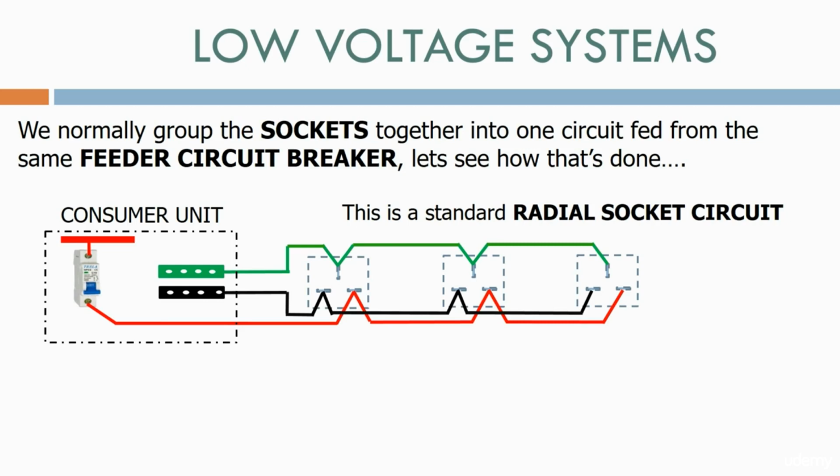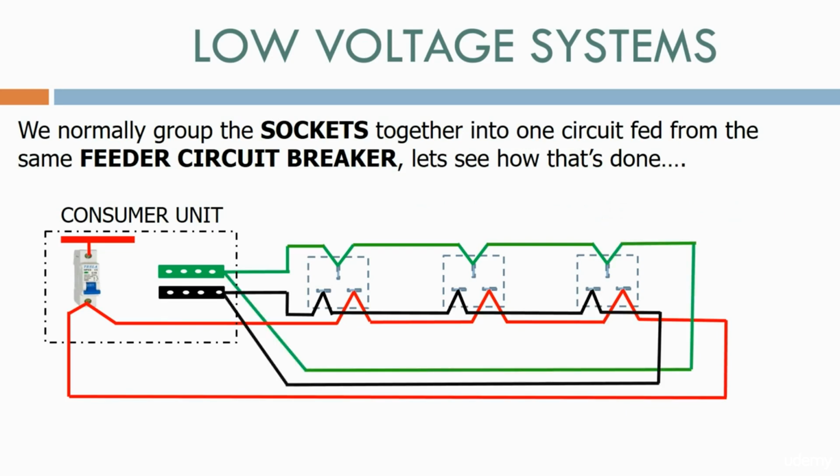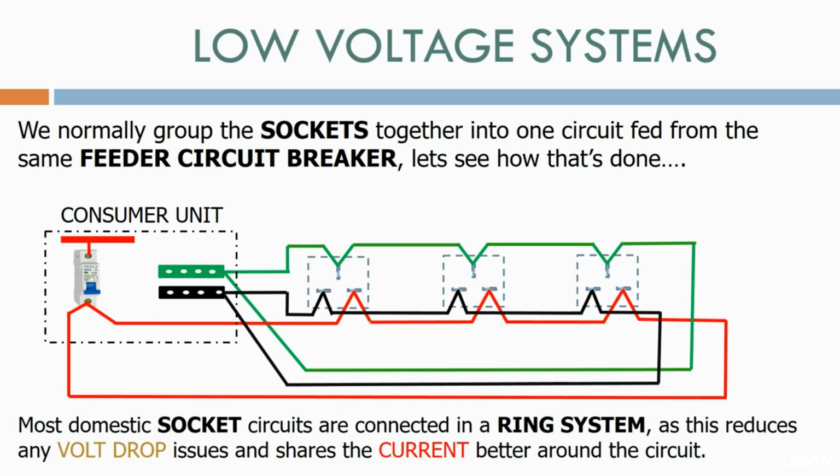To turn a radial socket circuit into a ring socket circuit, we simply loop back the live, neutral and ground wires to the consumer unit. We now have a ring system, with power flowing into the loop from both directions at the same time. Most domestic socket circuits are connected in a ring system, as this reduces any volt drop issues and shares the current better around the circuit.